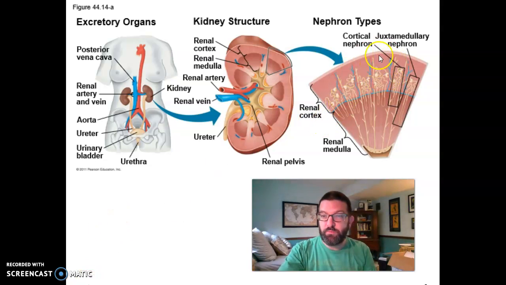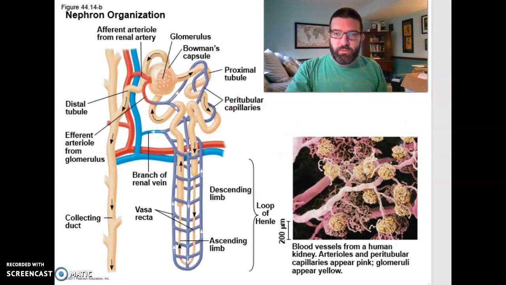Some of these nephrons are primarily in the cortex. They just dip into the medulla a little bit. We call those cortical nephrons. That's most of them. Some nephrons are a little bit in the cortex, but most of the tubule is down in the medulla. We call these juxtamedullary, or next to the medulla, nephrons. And in one particular nephron, you can see that blood comes in to this place here through an afferent arteriole. Afferent means ingoing, efferent means outgoing.